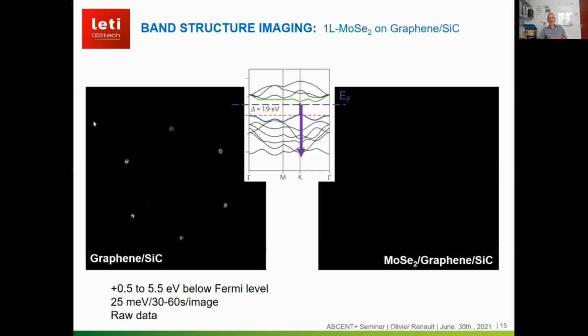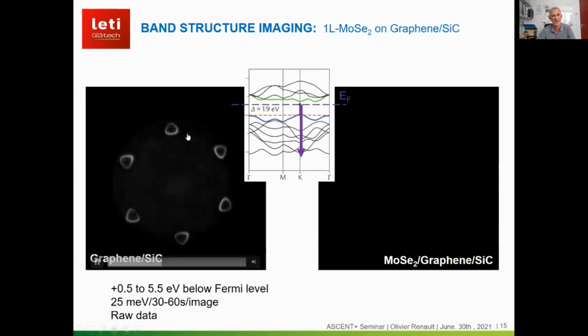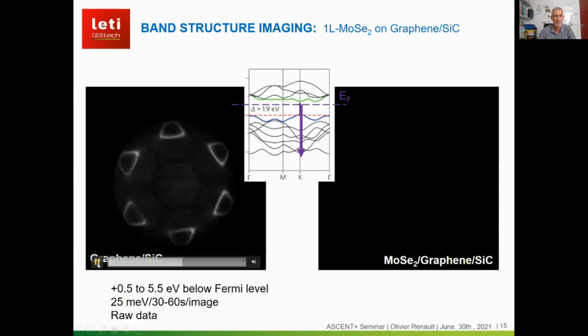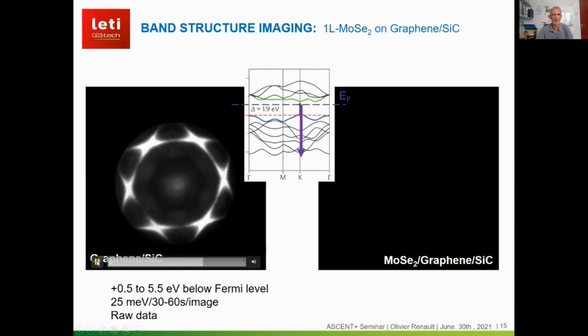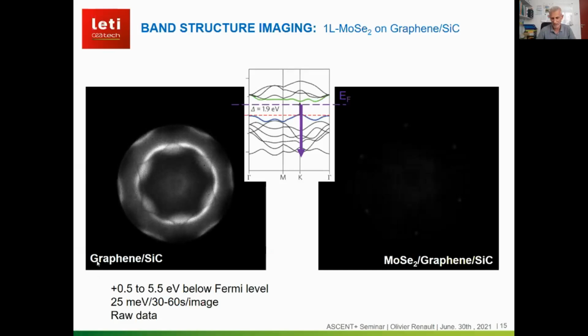Okay, then I'm providing you an example of the whole set of band structure images in the case of graphene on silicon carbide at the left. I will be playing it again. So you see the whole Dirac cone of graphene. The band structure starts from the Fermi level and goes to higher binding energies.